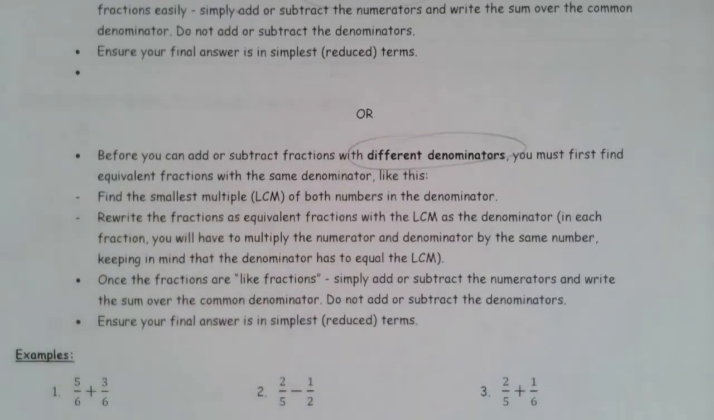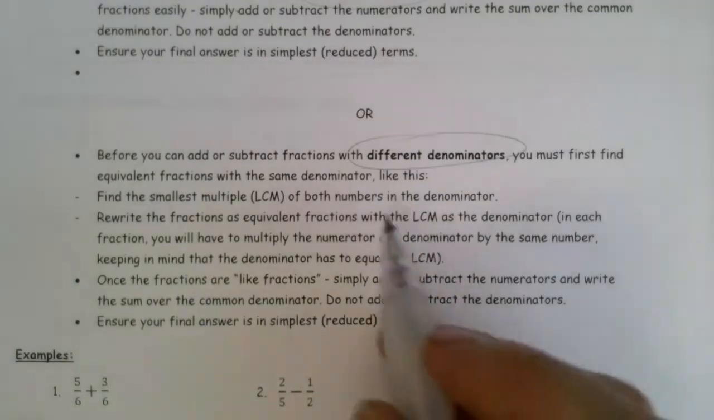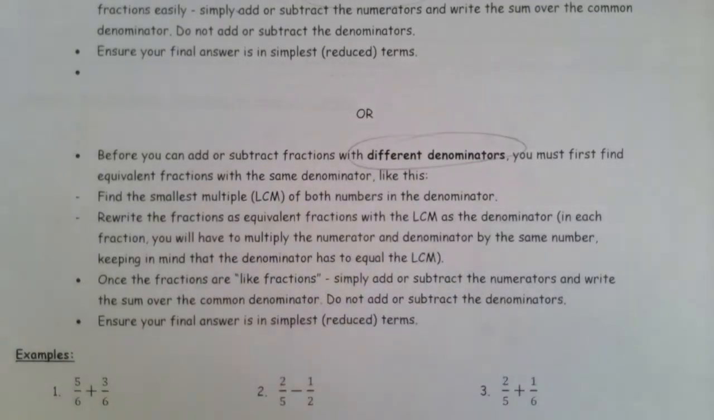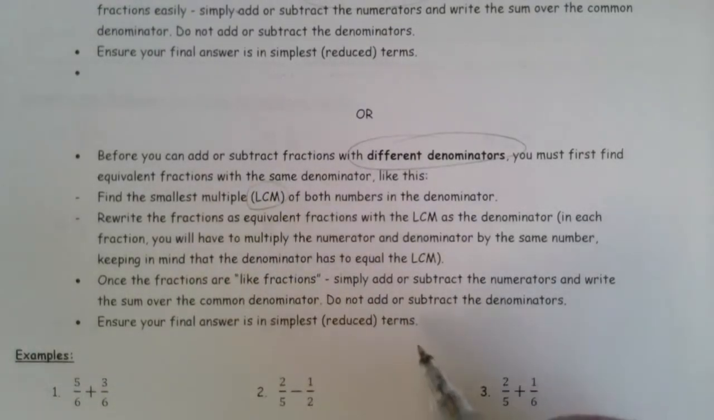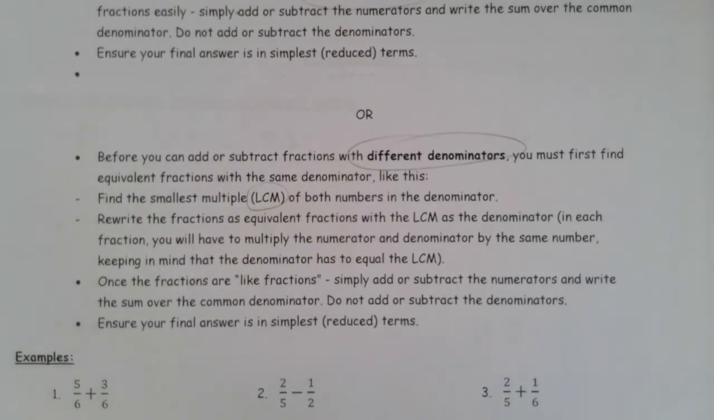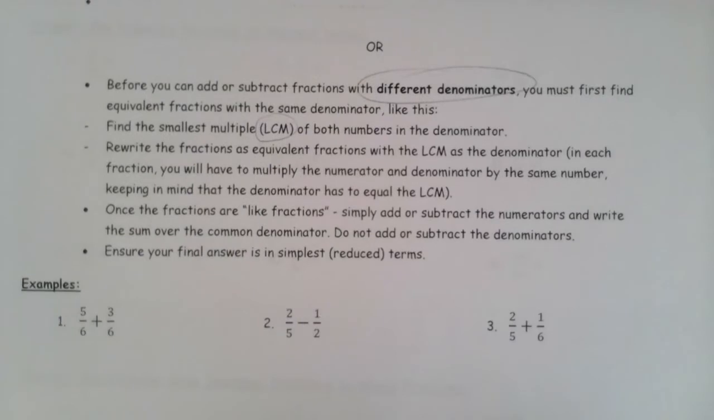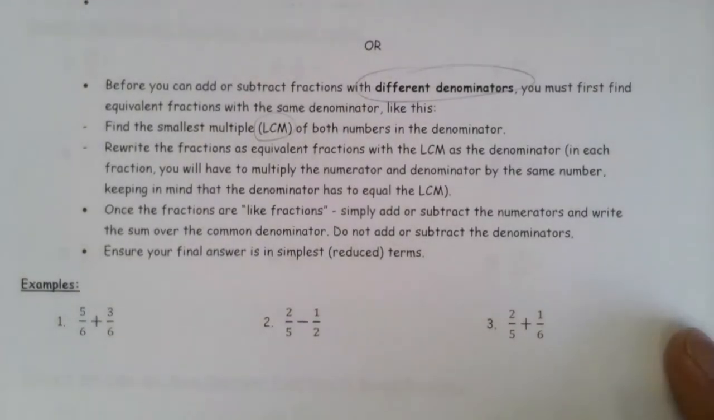So we just spent a little bit of time looking at equivalent fractions, but most of the time when we're dealing with equivalent fractions, we're making things smaller. But in this case, you might actually want to get a fraction where the numbers are a little bit bigger. So what we're looking for is the lowest common multiple of the numbers in the denominator. And then we're going to rewrite the fractions with that new lowest common multiple as the denominator. And once the denominators are the same, then we can simply add or subtract the numerators.